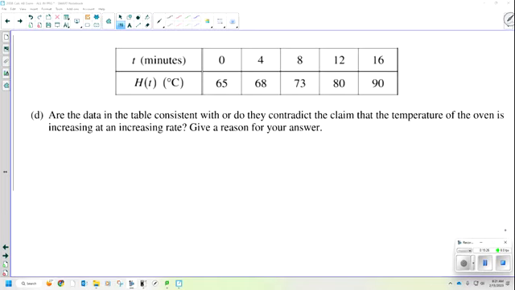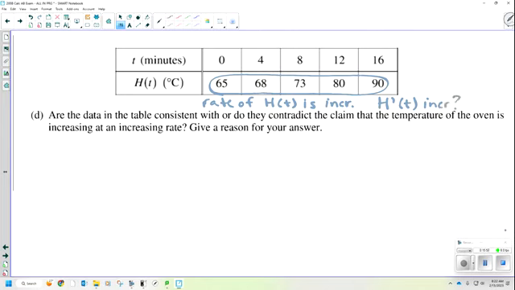First of all, there are two things here that make this confusing. Number one, they're not asking us if H of T is increasing. They're not asking us if the temperature is increasing. I can see that right here. It's asking us if the rate of H of T is increasing. So that's, is H prime of T increasing? That's what they mean when they say the temperature of the oven is increasing at an increasing rate.